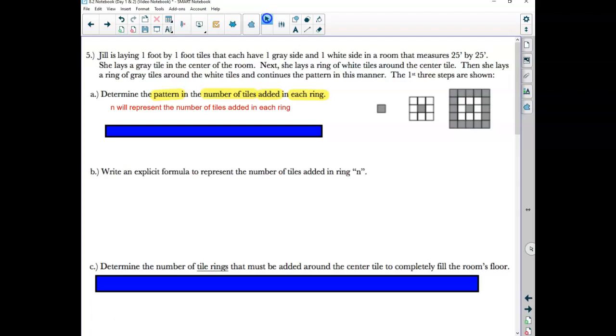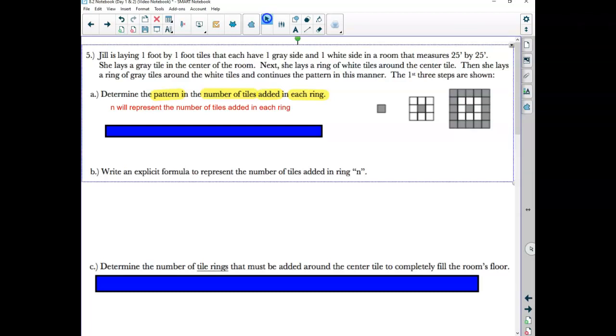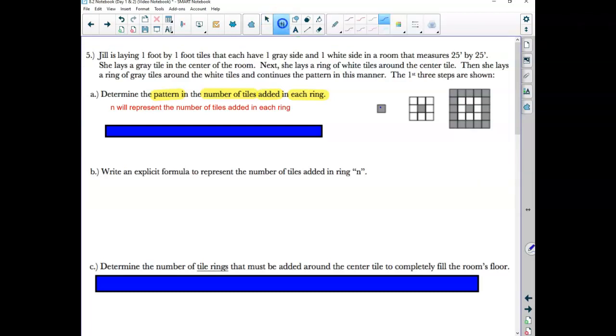Now, this first one, we just laid this first tile. We just laid that guy in the middle of the room, and then we began our rings. So I can see I'm looking at 1, 2, 3, 4, 5, 6, 7, 8. There's 8 in ring number 1. And then the next one, there's 1, 2, 3, 4, 5, 6, 7, 8, 9, 10, 11, 12, 13, 14, 15, 16. And there's 16 in ring number 2. Remember, this is like n equals 1. This is like n equals 2. Because it's tiles added in each ring.